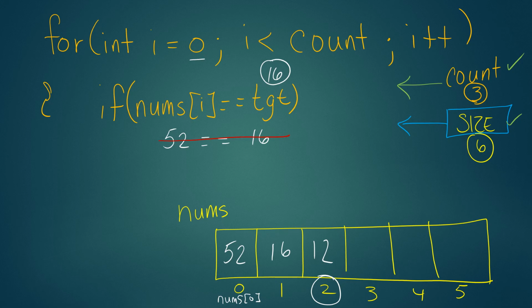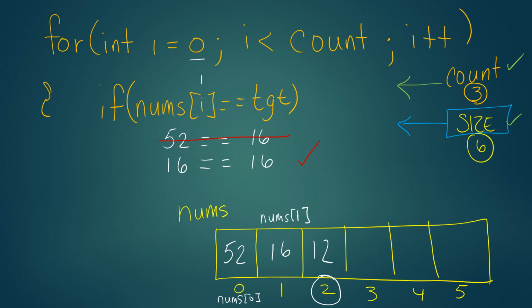So then i was 0, now i is going to change to 1. So now we're going to check nums at index 1. So nums at index 1 is 16. Target is 16, 16 equals 16. And yes, that is true. And it is true because the target was 16 and the value at nums at index 1 is 16.